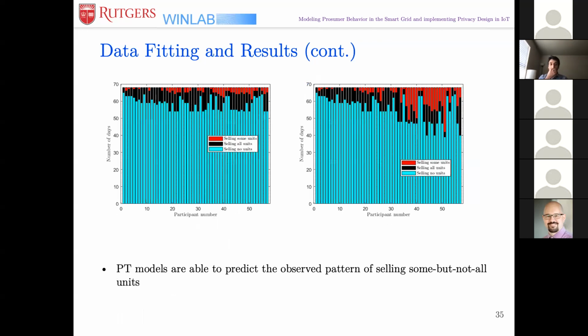In addition to providing a closer fit to our study data in terms of predicting the number of days on which participants sold 1 or more units, the PT models are also able to predict the observed pattern of selling some but not all units. These 2 figures also serve to validate the last two theorems, which state that PT and PT with a time window models can predict selling some but not all available units of energy.